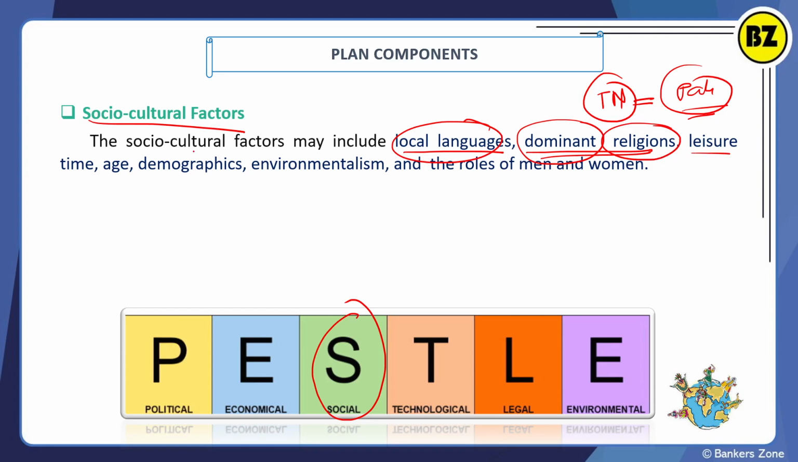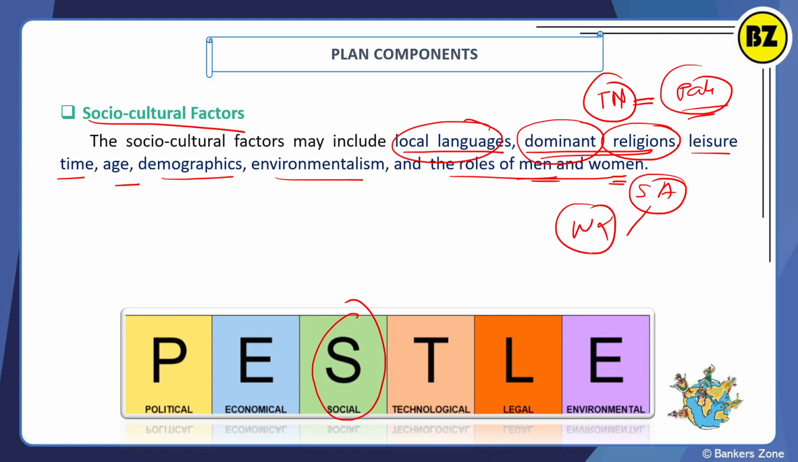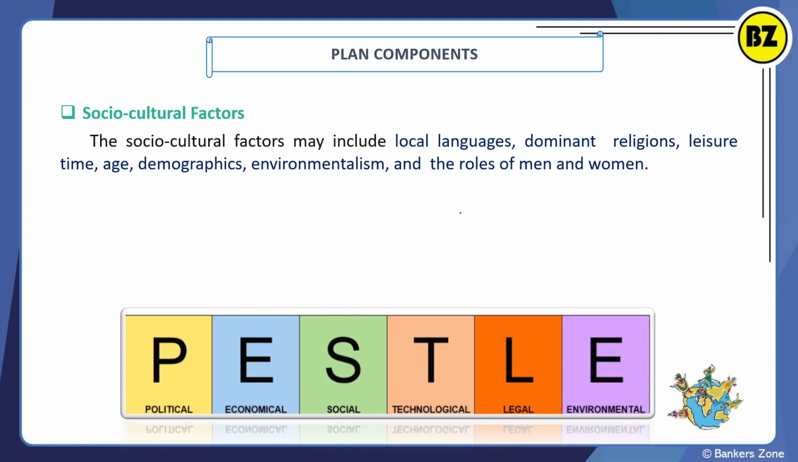Then leisure time, age, demographics, environmentalism, these are different socio-cultural factors. Role of men and women also, right? If you are working in Saudi Arabia, then the role of women is very small there, they are not allowed, right? So all those factors you have to consider in business. These are basically the socio-cultural factors. Okay, nothing much more to explain because it is easy.